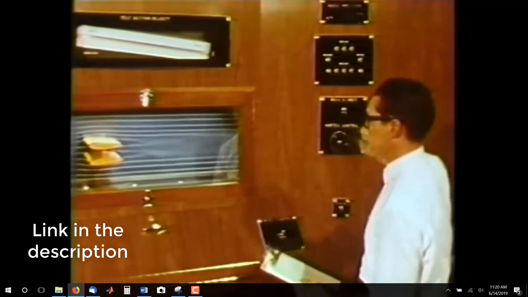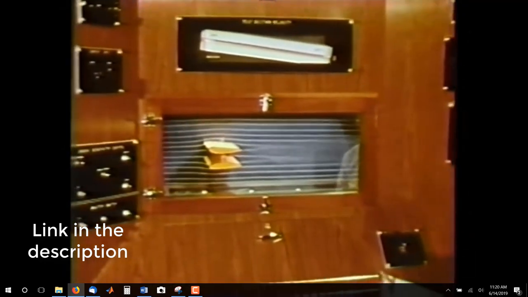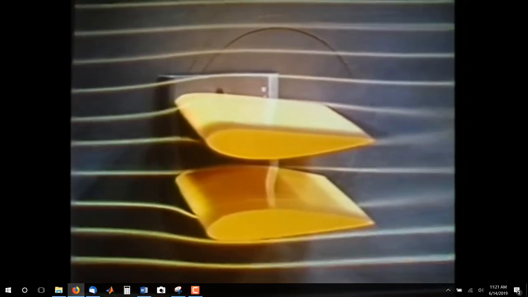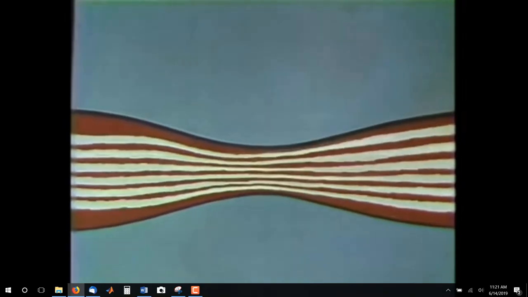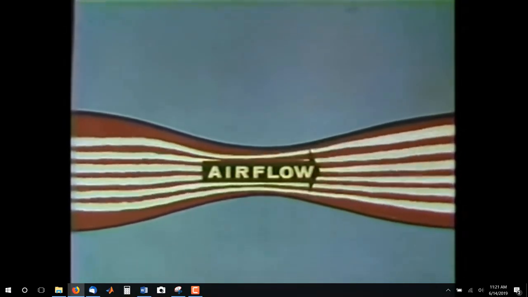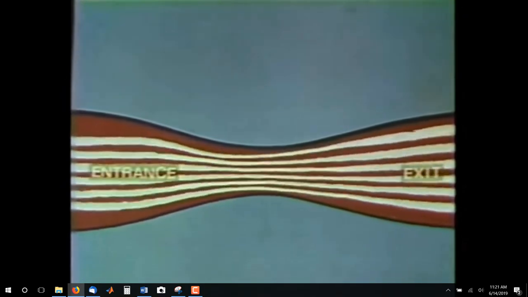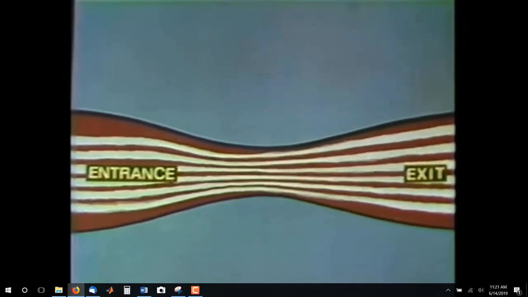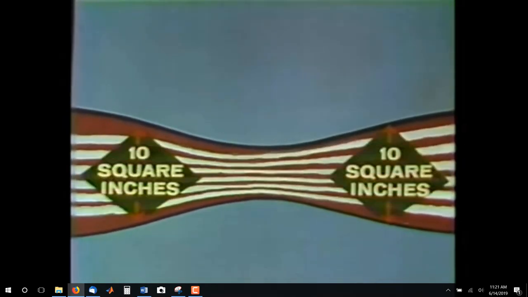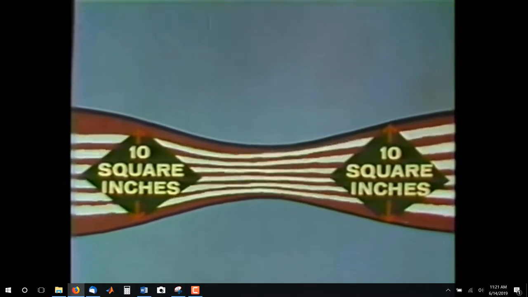How do airplanes fly? We'll start with a double-winged model in the airflow. The action of the air between the wings will demonstrate a basic principle of aerodynamics. Now, by animation, let's study the airflow in greater detail. First, note that its pattern suggests it is passing through a tube-shaped device. Next, notice that the entrance and exit of the device are the same size. We can measure the openings and find that the ends are each 10 square inches.